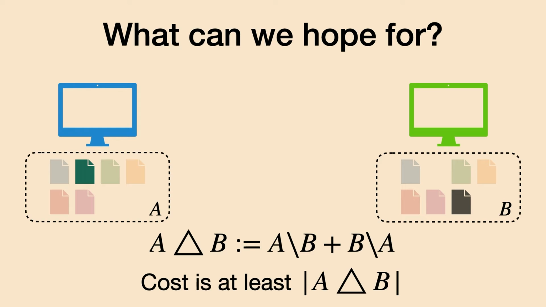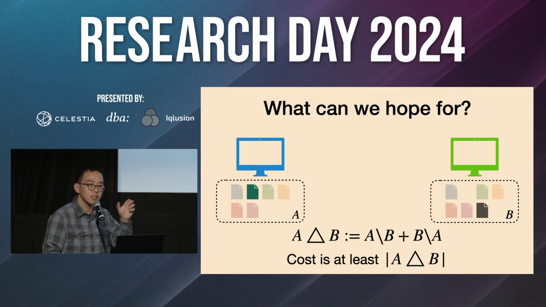So let's first think what we can hope for. What's the optimal communication cost that we can try to shoot for in this process? Obviously, there's a simple lower bound, which is the size of the symmetric difference. Because by information theory, this is the information that you are getting from this process, and you cannot really communicate fewer bits than the amount of information that you are getting. So this is a very nice and straightforward lower bound. And our goal is to get as close to this lower bound, which is the size of A delta B, as possible.